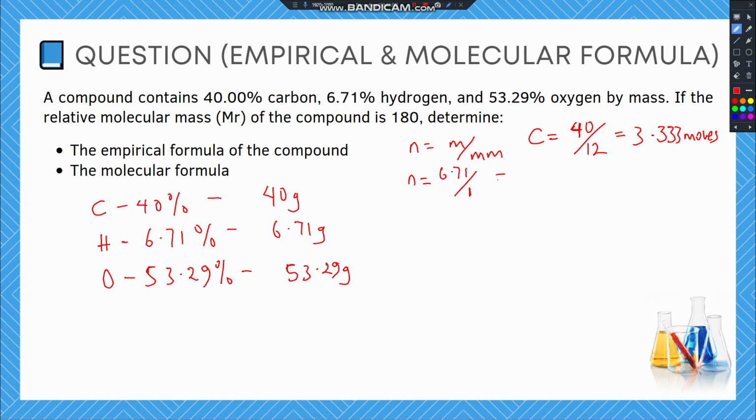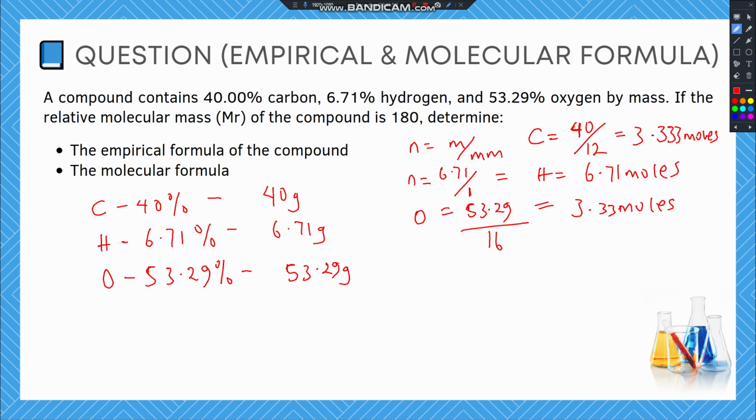For hydrogen, the number of moles is equal to the mass, which is 6.71 divided by the molar mass. The molar mass of hydrogen is 1. So we have hydrogen is equal to 6.71 moles, because anything divided by 1 basically remains the same. And then for oxygen, we have the mass 53.29 divided by the molecular mass of oxygen, which is 16. So we have 53.29 divided by 16. We have 3.33 moles.